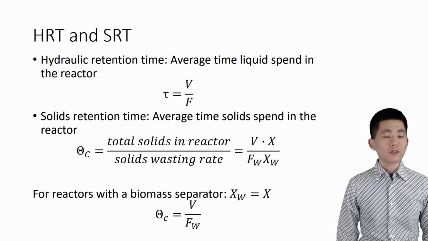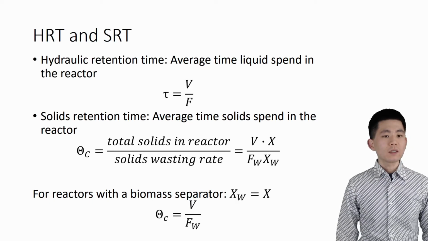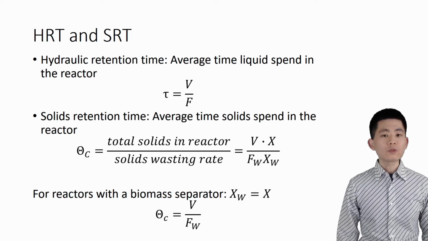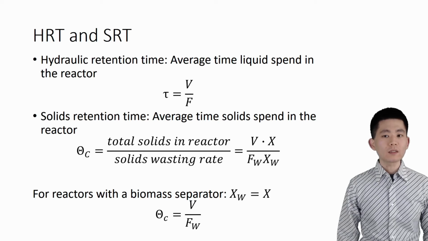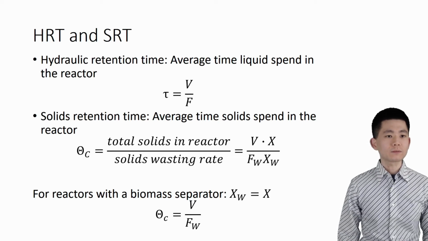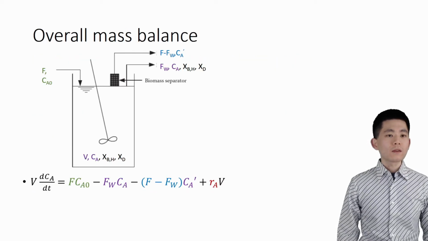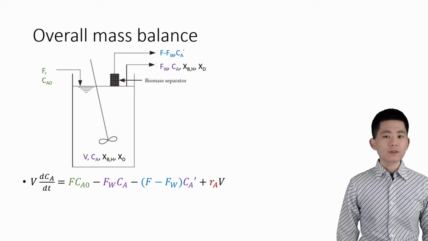In the biomass separator configuration, because the waste stream is the same as a bulk solution, XW equals X. SRT equals V over FW. We'll use this expression repeatedly in the next couple of classes. Now, we got the basics covered. Let's start with the mass balance.